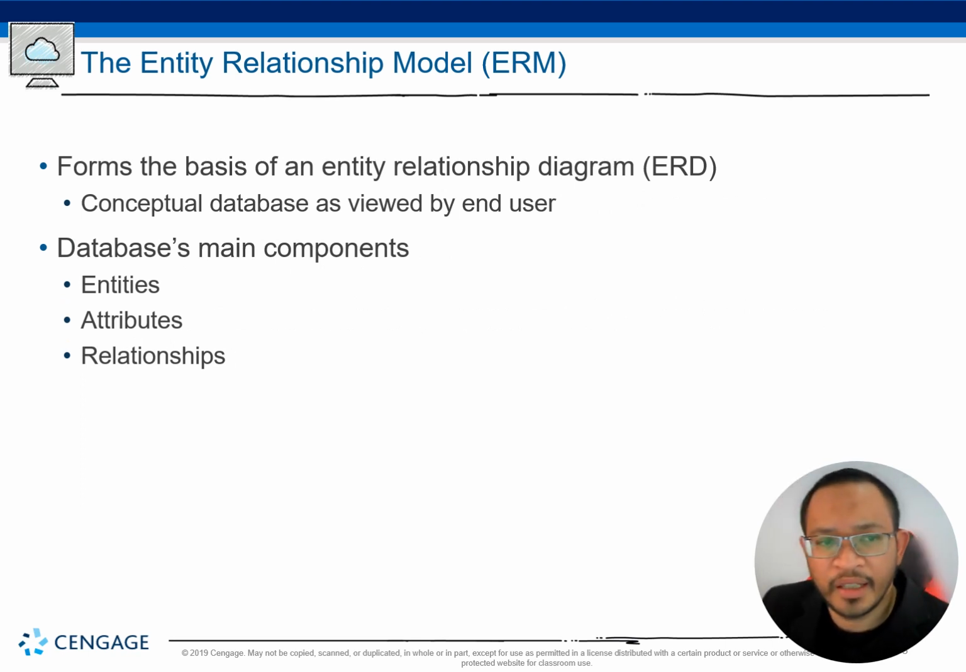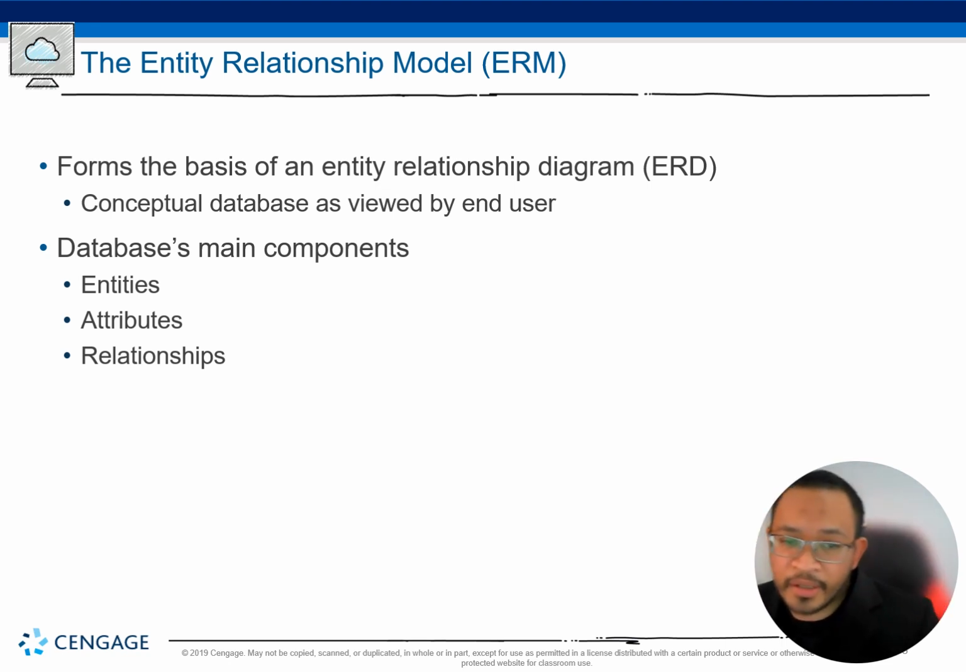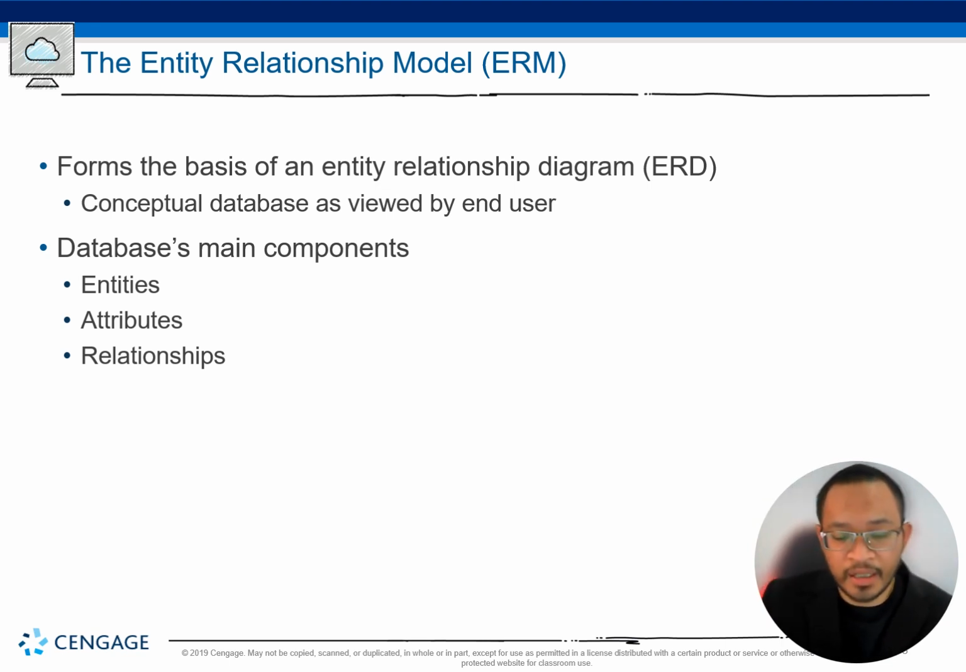So what is the entity relationship model? Basically, it is a model that consists of three important components, which are entities, attribute, and relationship. Entities is the name of the table. Attribute is the thing that describes the table.